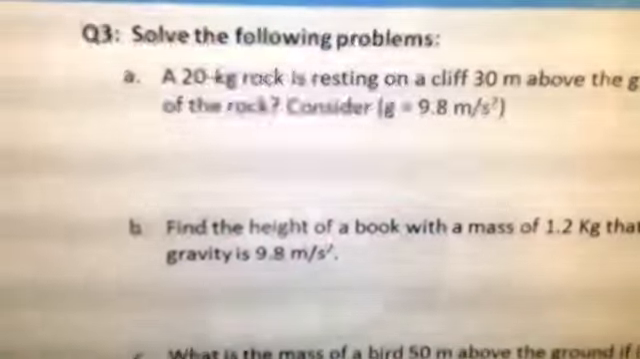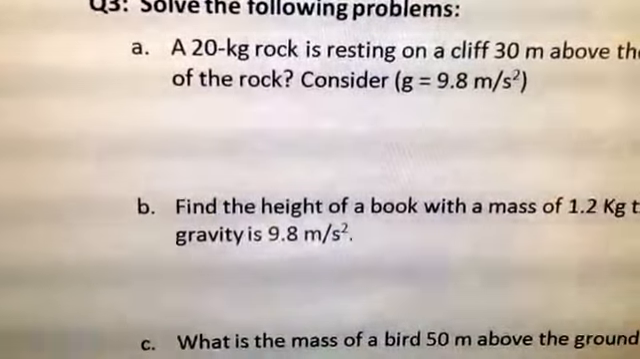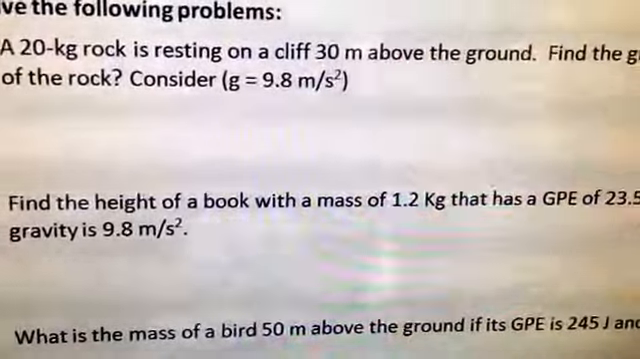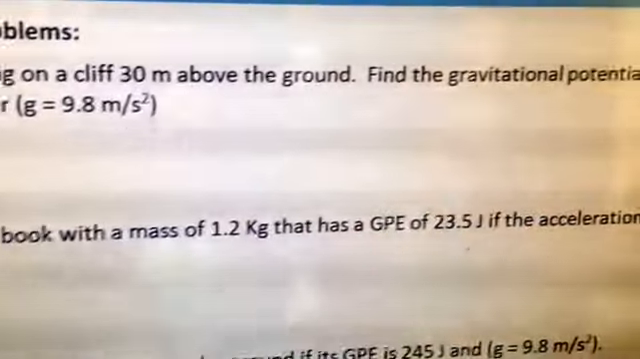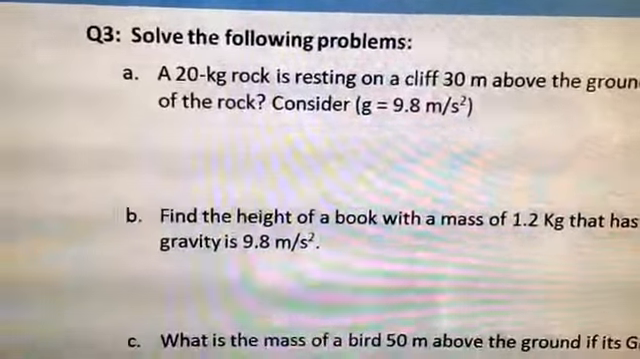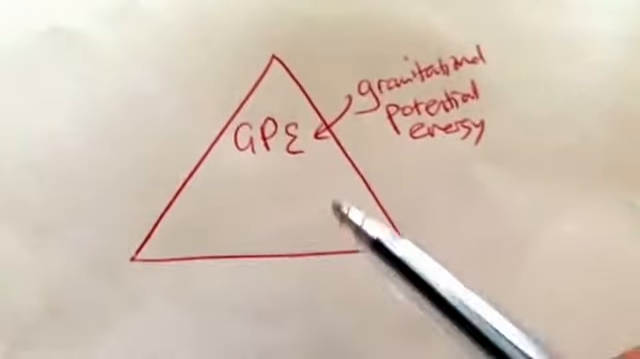So boys, now we're going to do some questions on gravitational energy. A 20 kilogram rock is resting on a cliff 30 meters above the ground. Find the gravitational potential energy of the rock. G equals 9.8. First step is to remember the triangle.